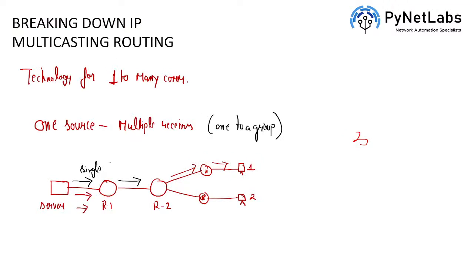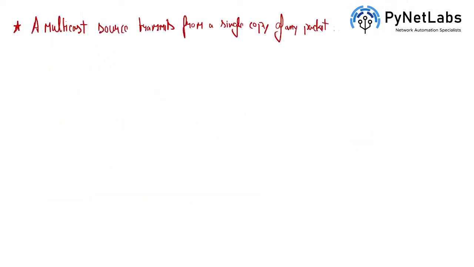So if we are talking about replicated unicast, the source would have to send as many copies as there are receivers, and that depends on the number of receivers. When it comes to multicasting, guys, it relies on two protocols.